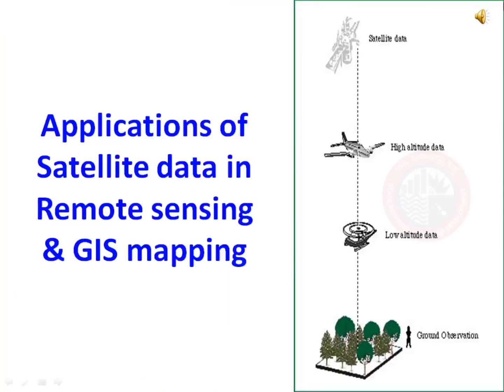Satellite data will be the main data source for GIS applications. Different resolutions of satellite images are used for different applications of GIS. High altitude data are obtained from aircraft, low altitude data are obtained from drones, and ground data are obtained from the camera, field surveying, GPS positions, etc. Now let us have a discussion on satellite data or images in GIS applications.